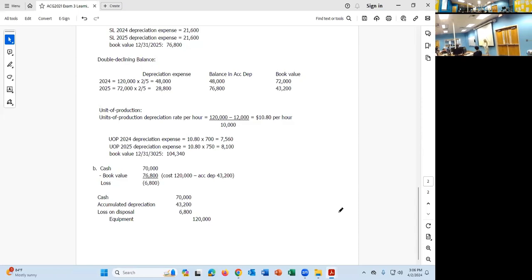Book value is always cost minus the balance in accumulated depreciation. About accumulated depreciation: year 1, we took $48,000 in depreciation. Year 2, we took $28,800. So the total is your balance in accumulated depreciation. So to get the book value, it's the $120,000 cost minus that total.